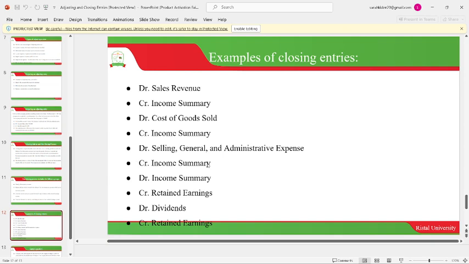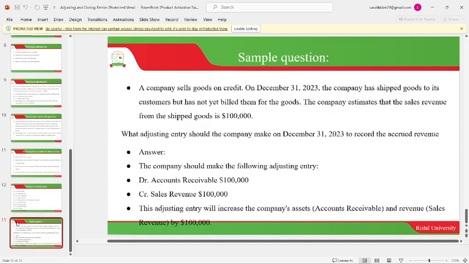So number 5, we debit income summary and then we credit retained earnings. So we debit dividends and then we credit retained earnings. So these are some of the examples. So let's look at one sample example.